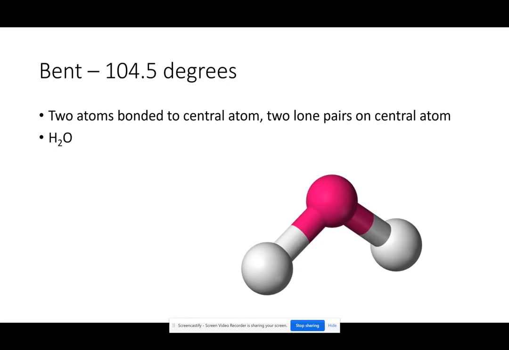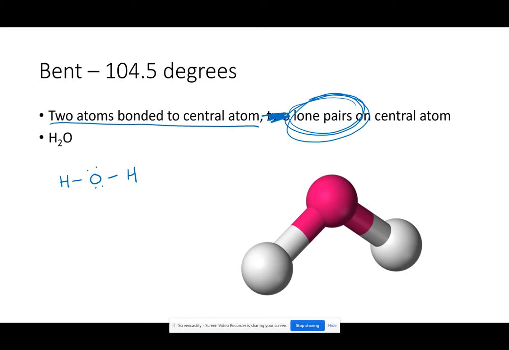Bent is similar to linear, so we have two atoms bonded to the central atom, but there are lone pairs on that central atom. So something like water, we usually draw like this. And it looks like everything is as far apart as possible, but it's actually not. What happens is the electrons in the lone pairs end up repelling the electrons in the bonds. And so the bonds end up on the bottom, on the opposite side, and the lone pairs are on the top.